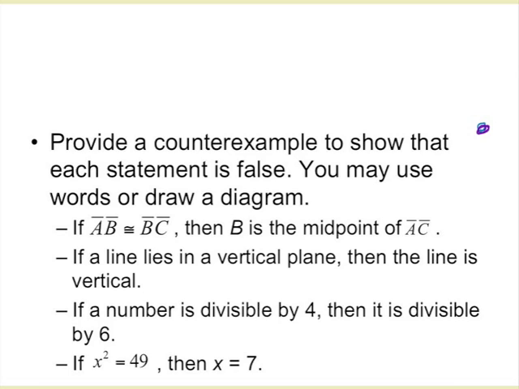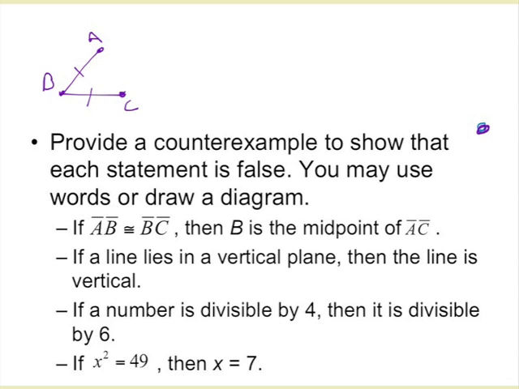Did anybody come up with a drawing or an example for the first one that shows that it doesn't have to work? What did it look like? Kind of like an angle shape. Got it. So what we can do is have AB and BC be the same size, but not in a line. If they're all in one line, this is a true statement because that's what midpoint means. But we weren't told that they're all collinear. So if it turns a corner, we can have two congruent segments, but without a midpoint. Okay? So that would be our counterexample for the first one.